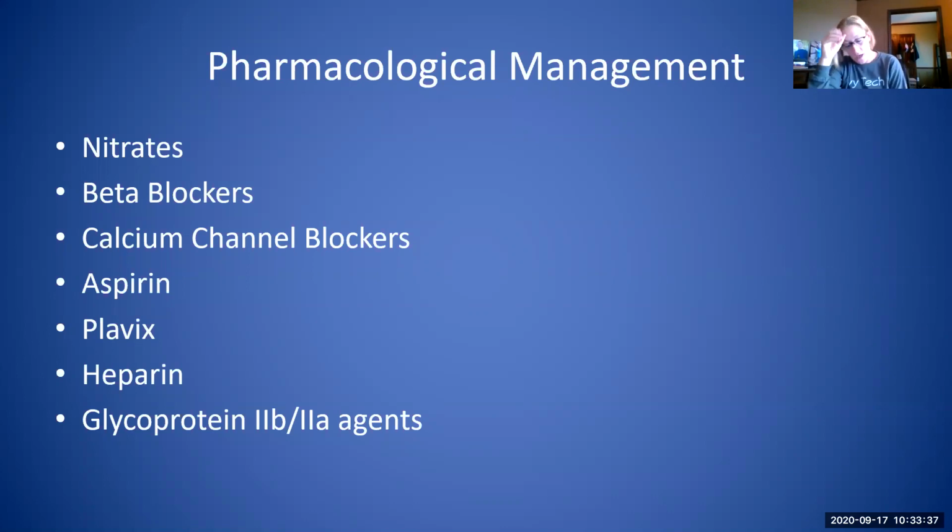Beta blockers also help decrease oxygen consumption and also help relax the heart to help improve pain as well. Calcium channel blockers decrease our ventricular response. So if it's a tachycardia of some sort, that will help lower the rate by decreasing the amount of responses that are going through the AV node to the ventricles, and it helps relax the blood vessels as well.